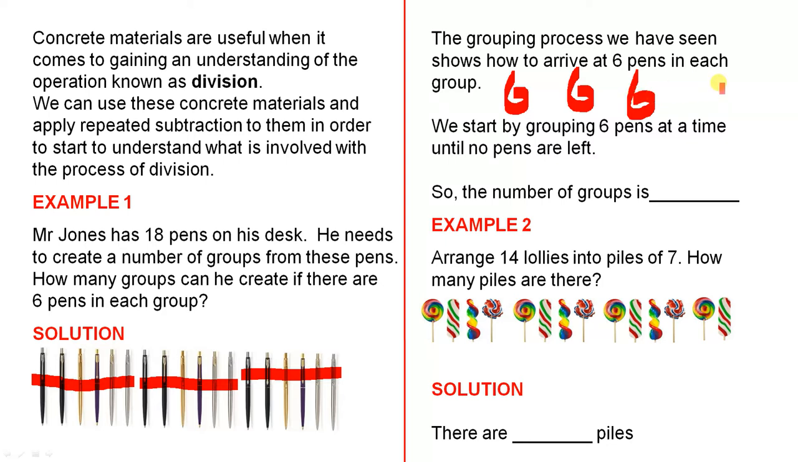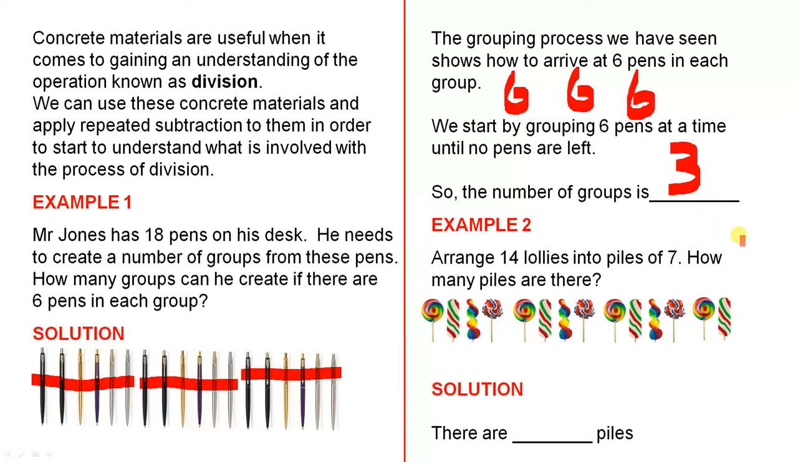So the grouping process we have seen shows how to arrive at 6 pens in each group. We start by grouping 6 pens at a time until no pens are left. So see here, we took 6 at a time, we just took them away, and we kept doing that, and there are no pens left. So the number of groups is 3.